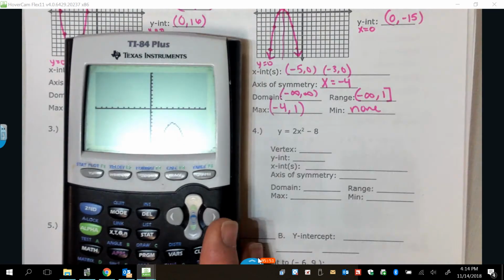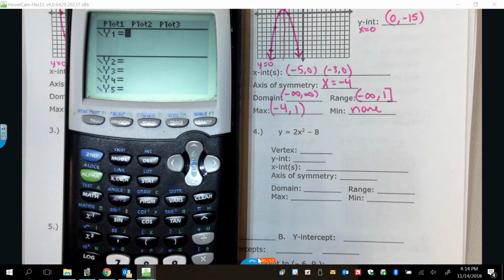Okay, so again, another one. So 2x squared minus 8, second graph.